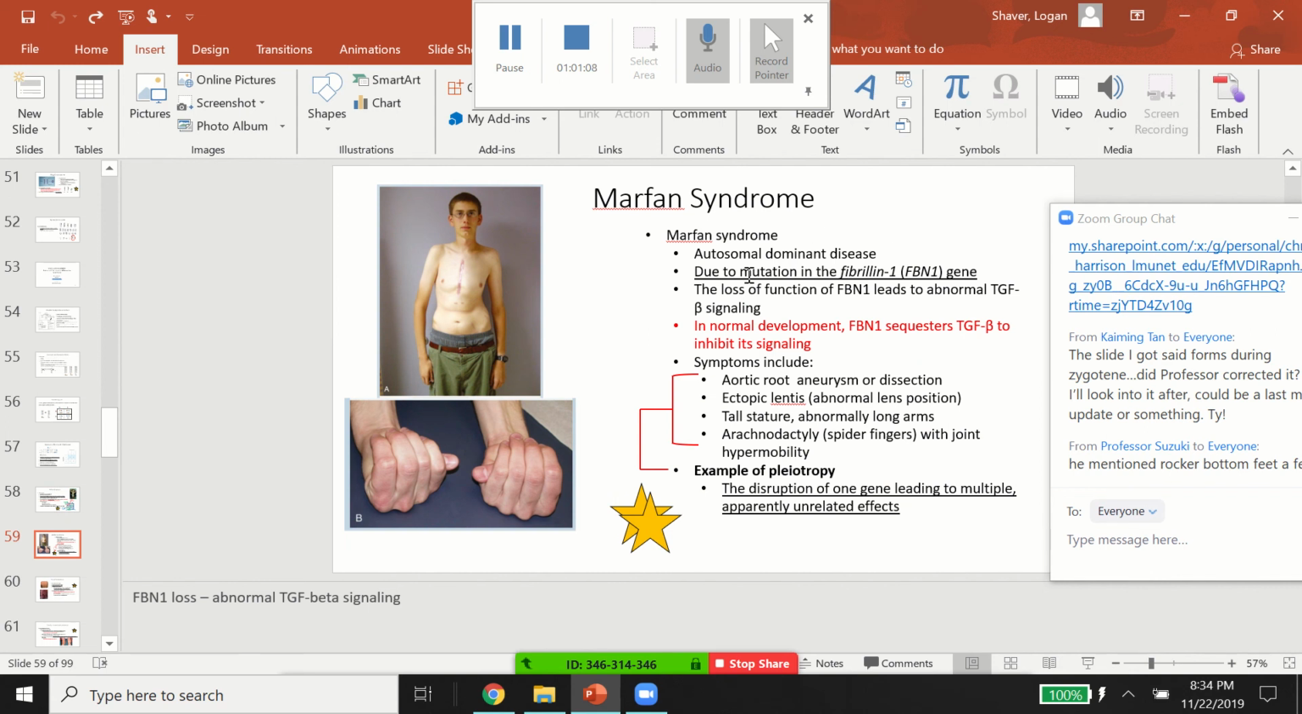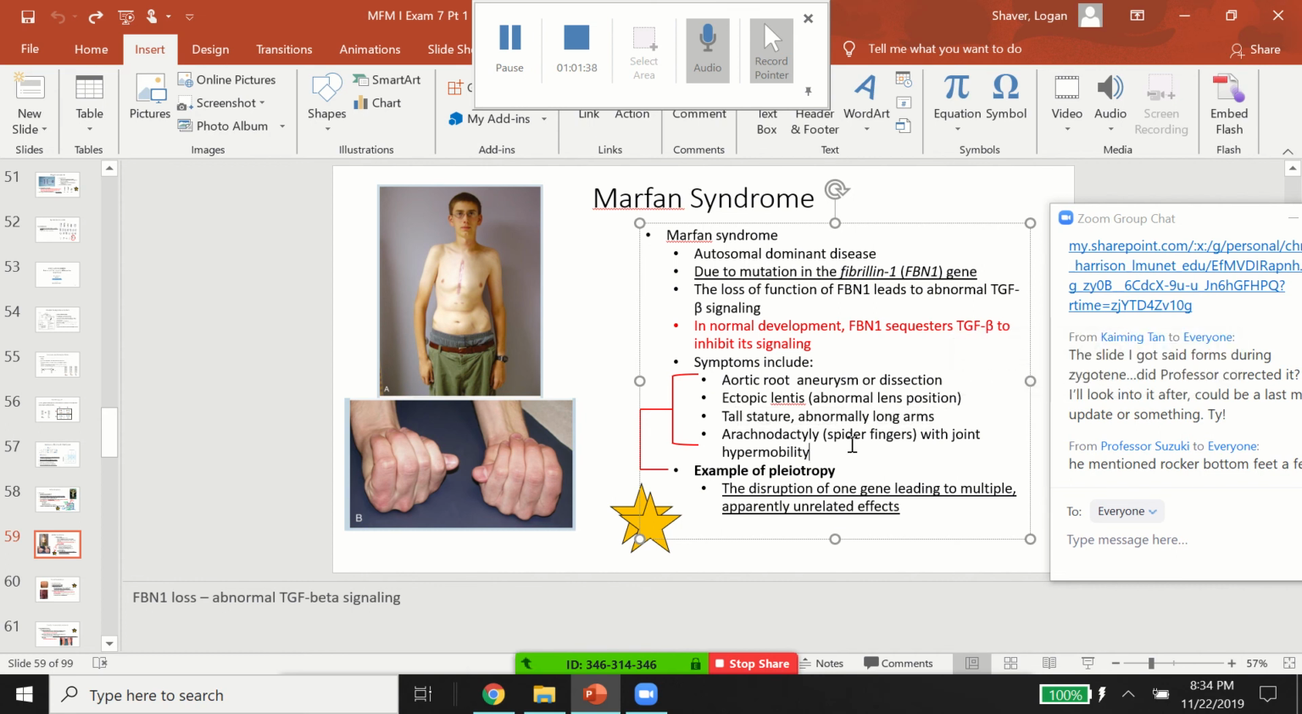Marfan's. So Marfan's, autosomal dominant disease. What mutation is it? Fibrillin 1, so FBN1 gene. What does that really do? I don't think they really ask many questions about this whole TGF beta thing, so I probably wouldn't. I have that in red just in case they were to ask that, but I don't remember them asking specifics on that.